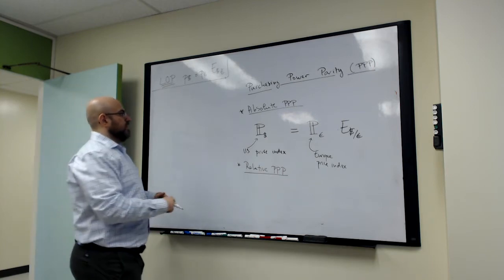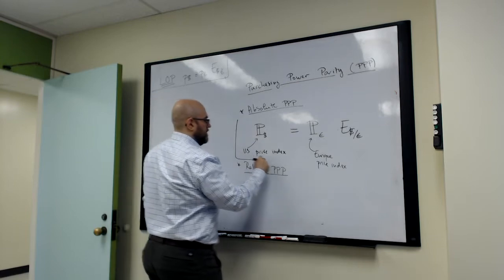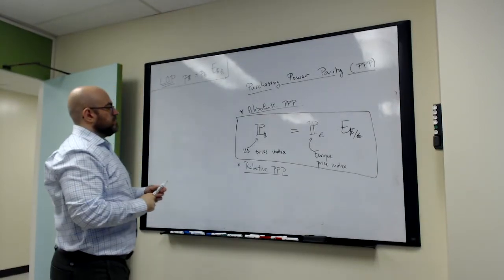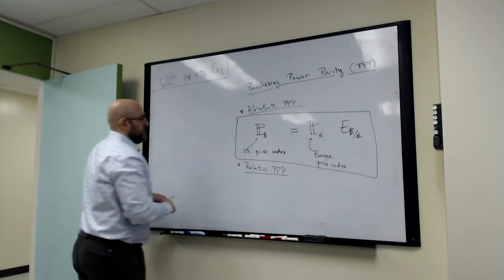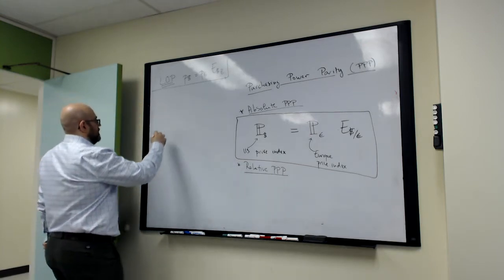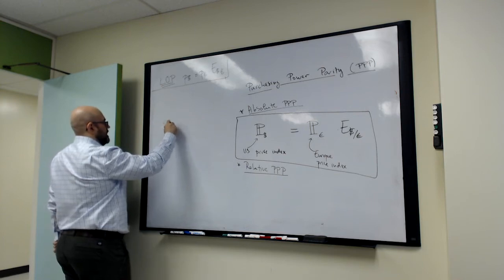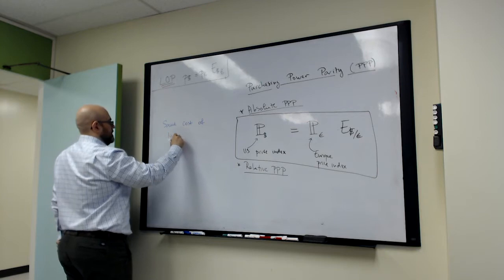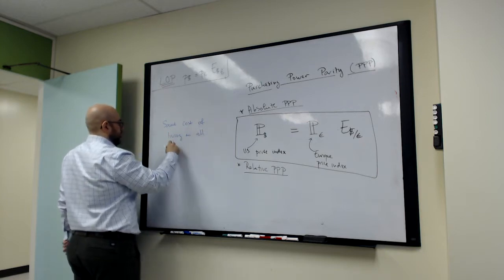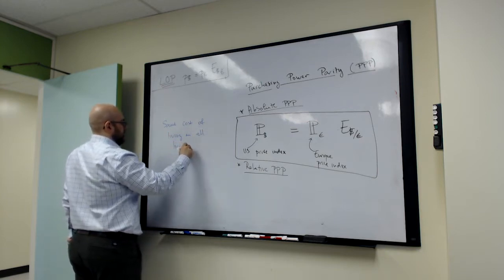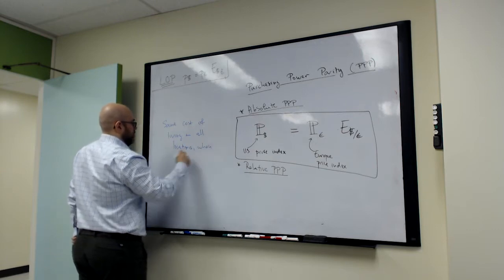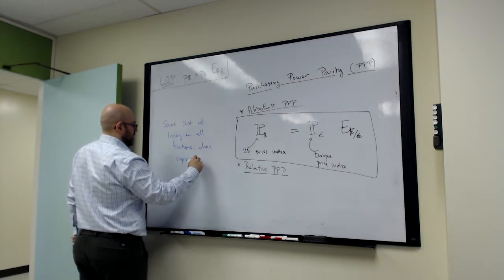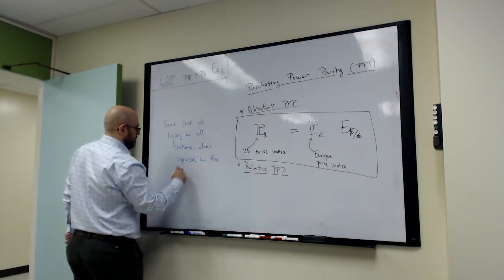So this will be the equation for absolute purchasing power parity, and we said the intuition is the following. Same cost of living in all locations when expressed in the same currency.